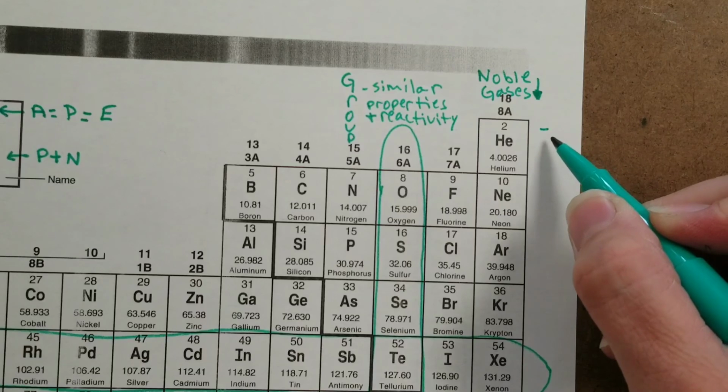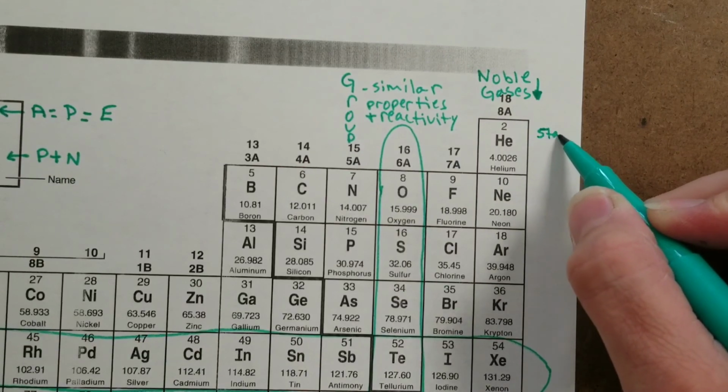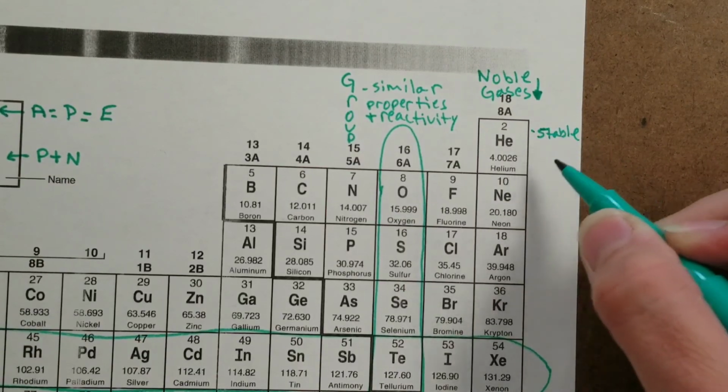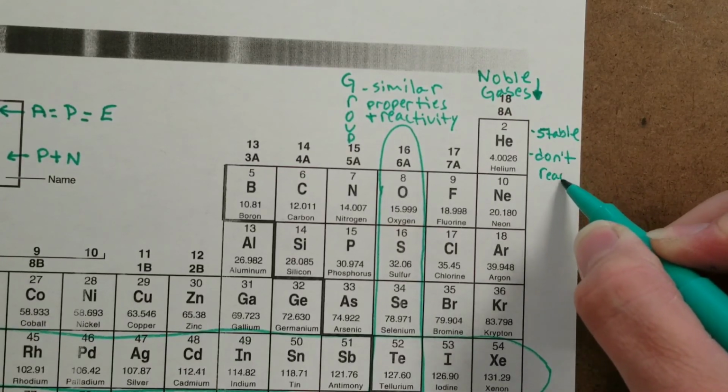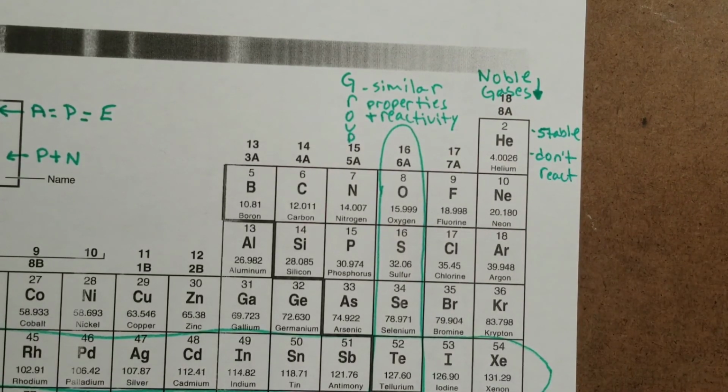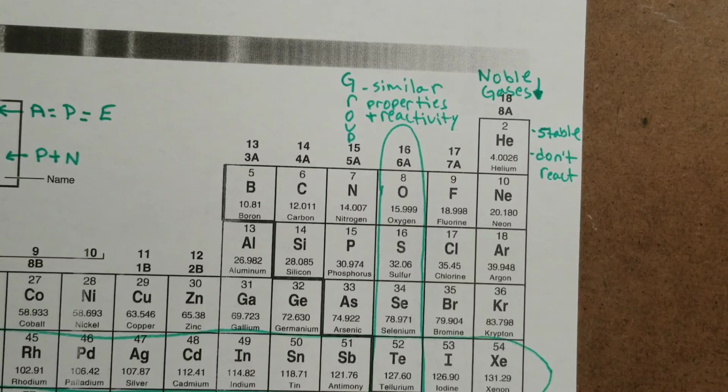Let's see. I'll write stable. And they don't react. So basically, they don't want to bond. They don't want to get with any other elements. They are all good by themselves. So therefore, they are good.